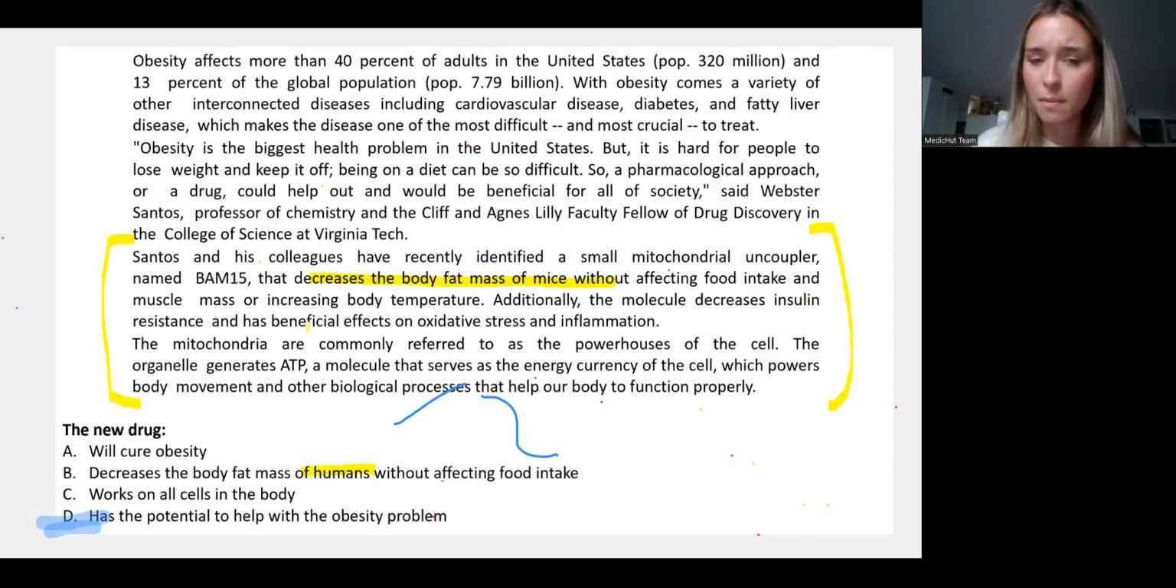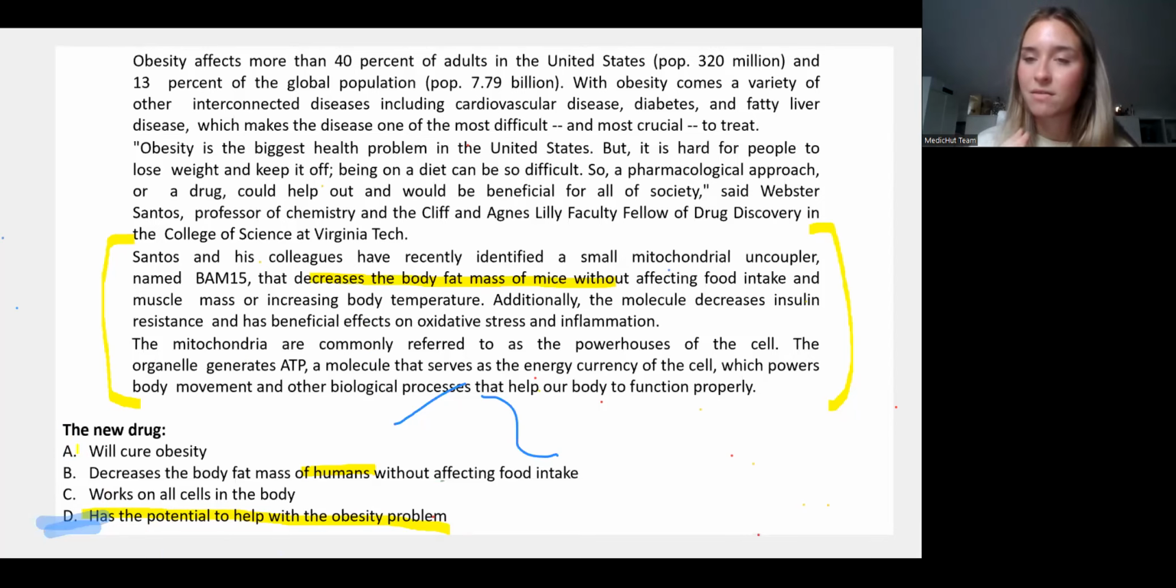But in this case, it talks about mitochondria as being the specific cell. And for the next one, it says, well, kind of by process of elimination, you could actually select it. But if you did want to make sure, it says the new drug has the potential to help with the obesity problem. So you basically have to draw an inference here that because it helped with obesity within mice, it has the potential, but it doesn't necessarily mean that it will cure obesity. And that's why it's a bit different from A.